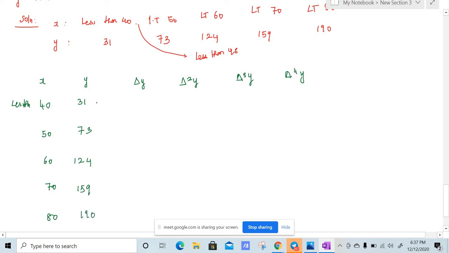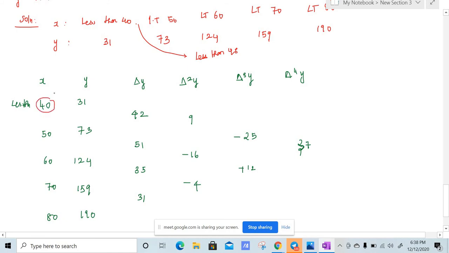So del y will be 73 minus 31, which is 42; 124 minus 73, it is 51; 159 minus 124, it is 35; and 190 minus 159, this is 31. Then 51 minus 42 is 9; 35 minus 51 is minus 16; 31 minus 35 is minus 4. Minus 16 minus 9 is minus 25. Minus 4 minus minus 16 will be plus 12, and 12 minus minus 25 will be 37.